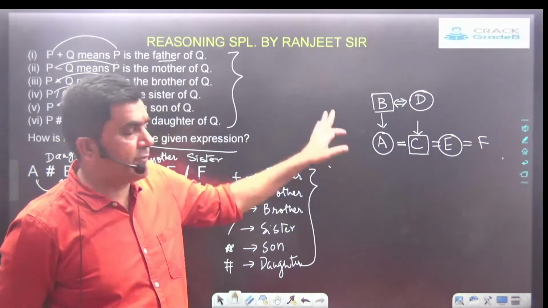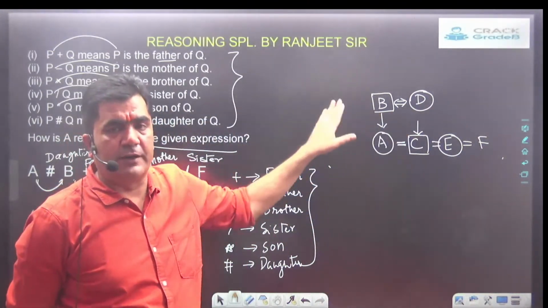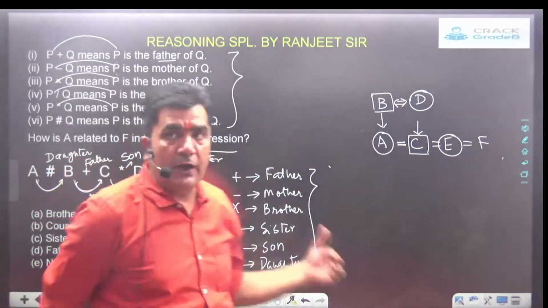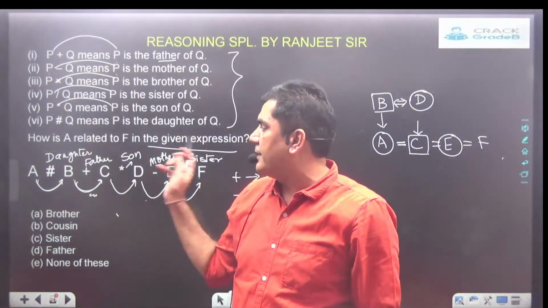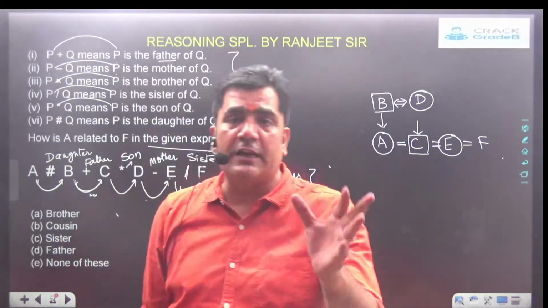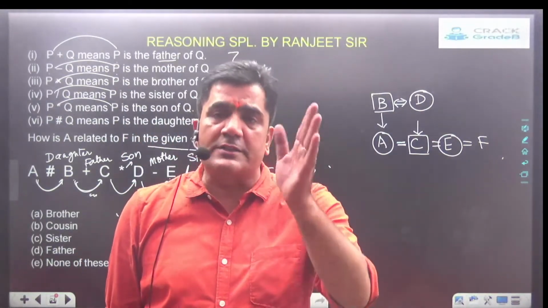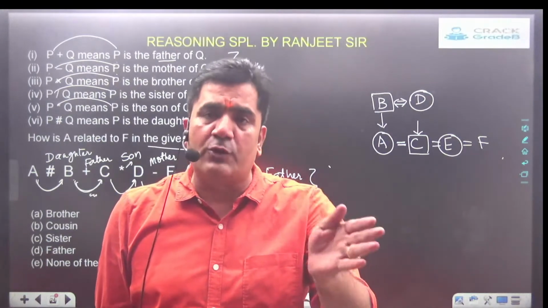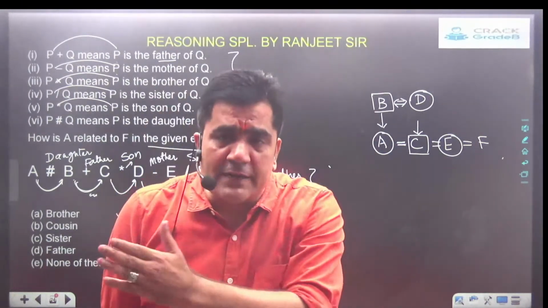Clear? So here I have drawn the complete family tree. My family tree is done. Now what they have asked: how is A related to F in the given expression? Whenever they ask how is A related to F, the simple approach is to start from F and try to reach A. Always start in the reverse direction.